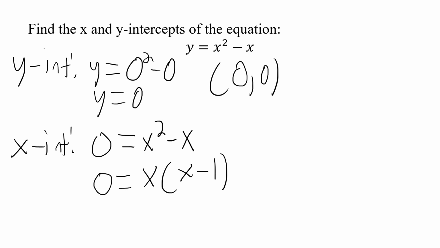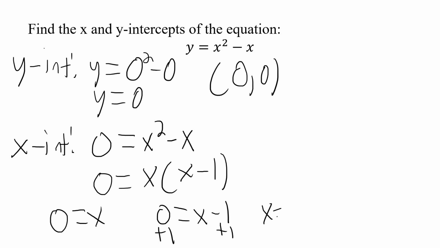Now what we're going to do is split it up. So we have 0 equals x, as I predicted earlier, and 0 equals x minus 1. That 0 equals x minus 1 is not done yet. We have to add 1 to both sides, and we get that x equals 1. So x equals 1. So we have two x-intercepts.